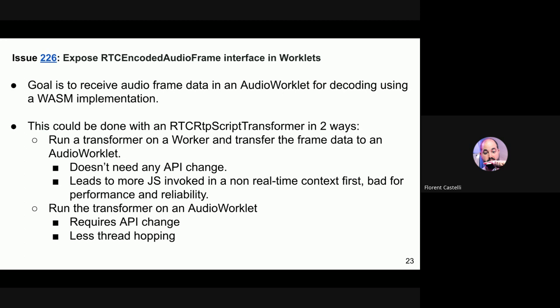In order to get the audio frame data into an audio worklet to decode it, there are currently two ways. One is to run the transformer on a worker and then transfer the data, which is just a regular byte buffer, into the audio worklet. That doesn't require any API change, but it leads to a lot of JavaScript invocations. Those would happen in the worker context, which is not real time, unlike the audio worklet. This is bad for performance, because you need a lot of bridging calls, and not great for reliability of decoding all the audio and doing all the analysis that you need to do.